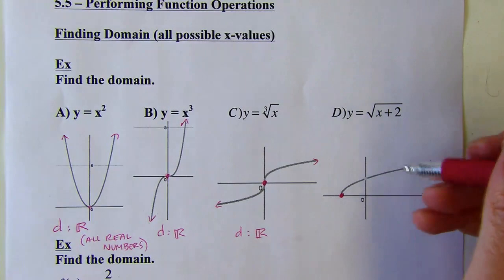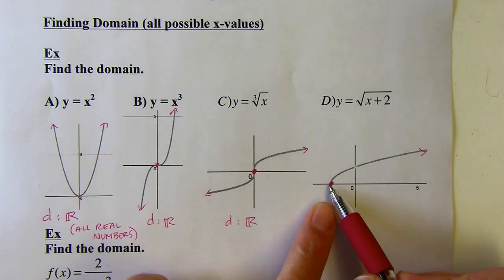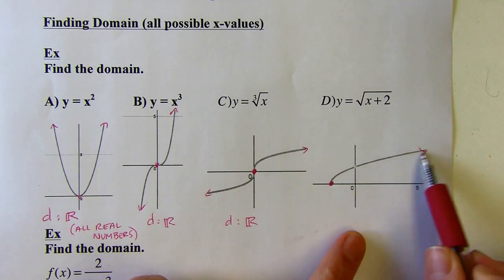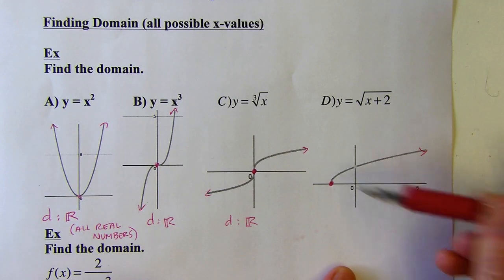Now, when I've got a square root, that changes. So just looking at the graph, I'm thinking all of the x values, well, it goes to the right forever, but it doesn't go to the left forever. That's the end of the road, okay?